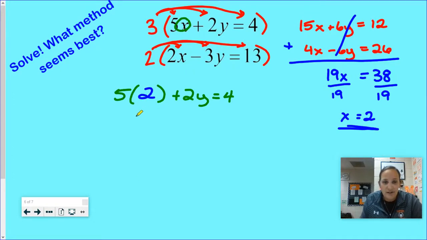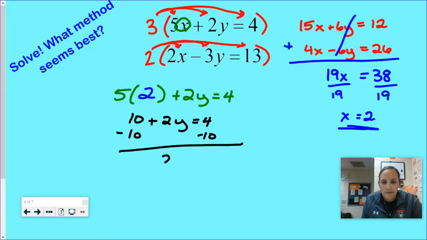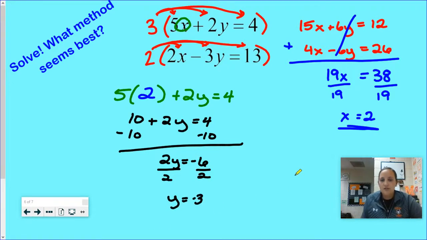When I do that, I now have 10 plus 2y equals 4. I'm going to subtract 10 from both sides. 2y equals -6. Divide by 2, divide by 2, and y equals -3. So my final solution should look like an ordered pair at (2, -3). There you have it.